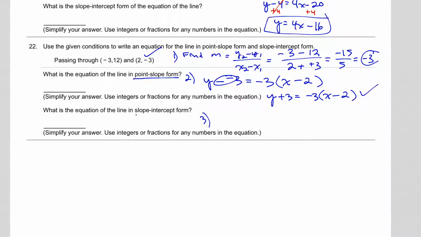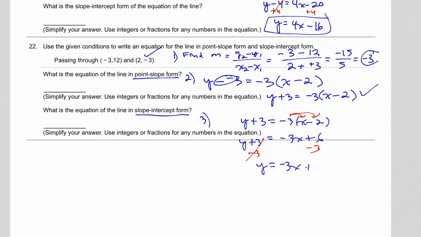Part 3 is asking for slope-intercept form. So we just go ahead and clean this up here. Okay, and that is it for this question.